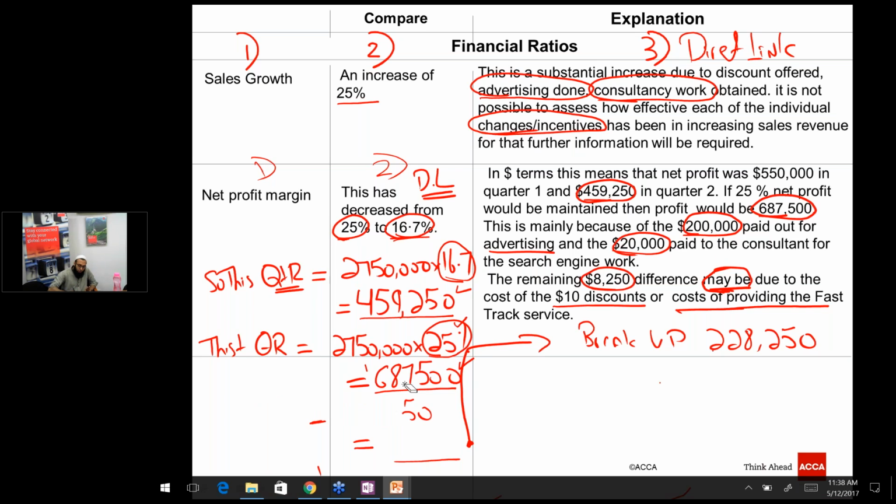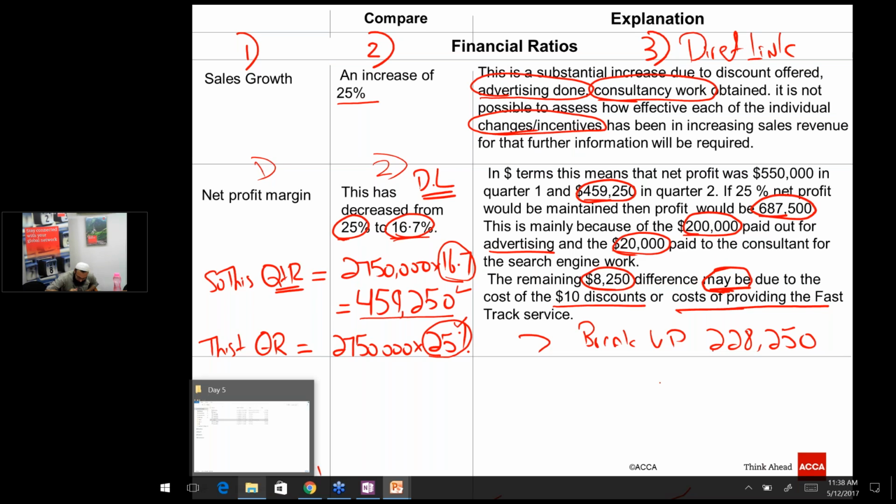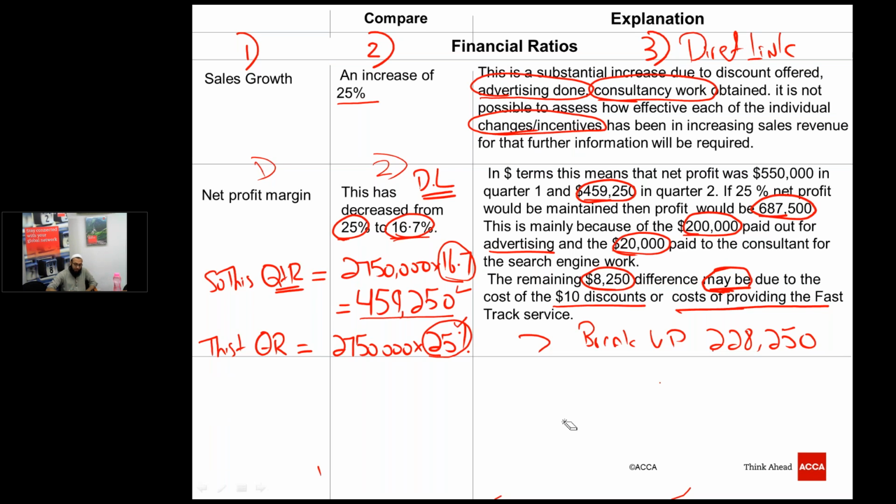What the way out is? You don't quantify like this, but at least the minimum you were supposed to write here was about 200,000, 20,000 about the quantified cost, and for the remaining you would have said that the cost would have increased because of discounts and faster delivery service. Getting my point?